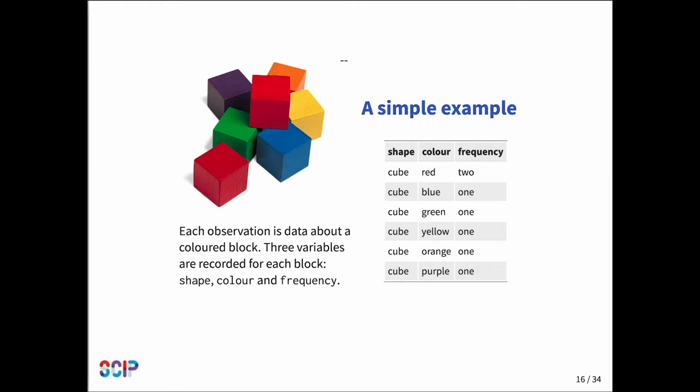So if we look to the right in terms of our table, under shape we can see each observation. We're only dealing with cubes. In terms of colour, there are a number of variations in the colours that exist. Frequency, well, in this instance the only difference is that we have two red cubes with the remainder being one. But you can see here we're following this principle that each observation is quite separate and each column is its own particular variable.